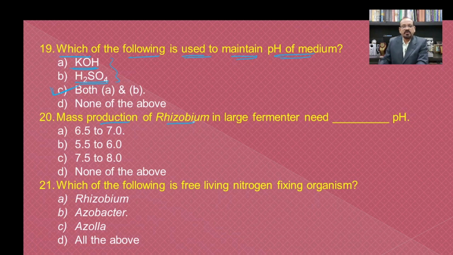Then mass production of Rhizobium in a large fermenter needs a pH, and the correct range is 6.5 to 7, and hence A will be the correct answer for this question.